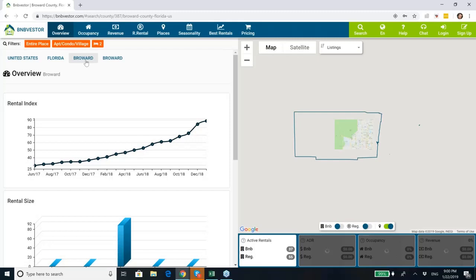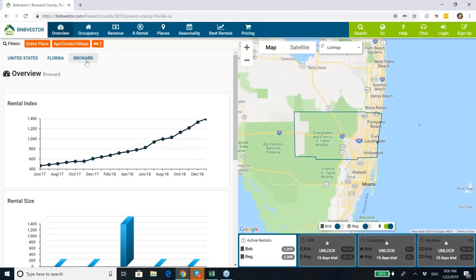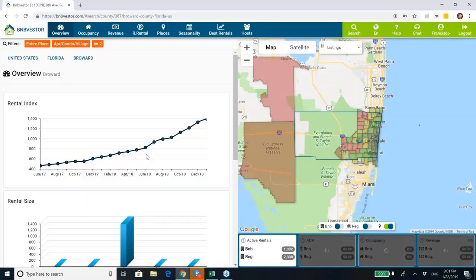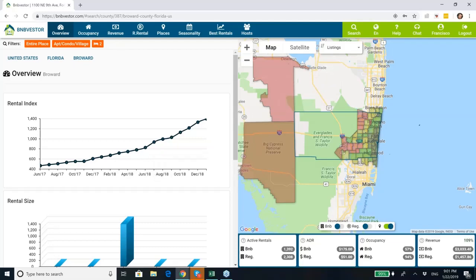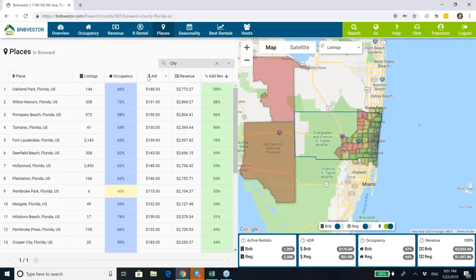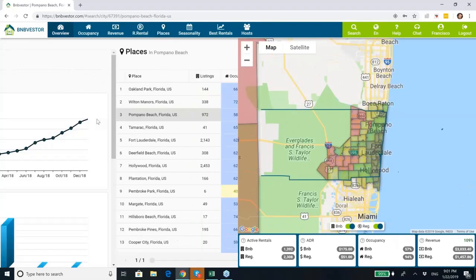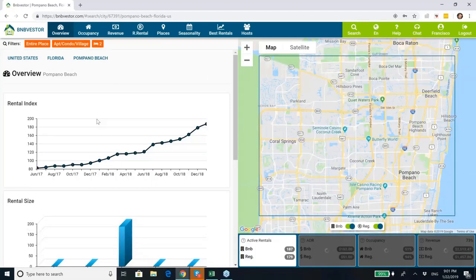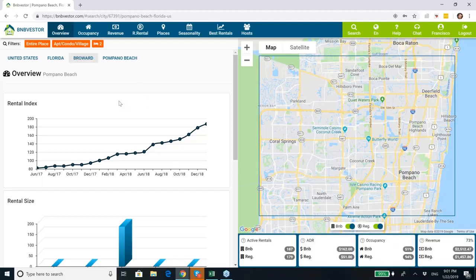I'm going to go to the whole county of Broward. Let me log in again, guys. I'm going to go to places and select a zip code. Let's say Pompano Beach, this zip code here. Now I'm already in the zip code area, and that's the specific zip code. And this is actually the city. In that specific city, I'm going to see which are my best rental options.